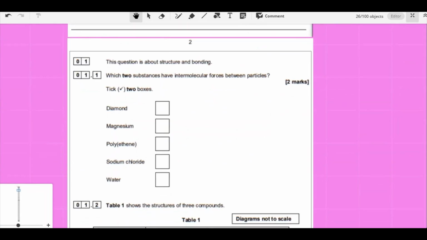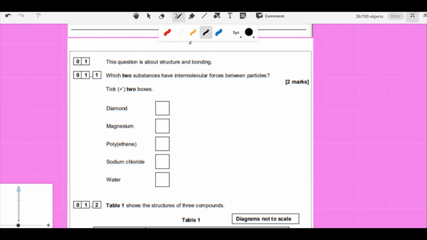Okay, so now we are going to solve question number 1. The question is about structure and bonding. Which two substances have intermolecular forces between particles? And we have diamond, magnesium, polythene, sodium chloride, and water.